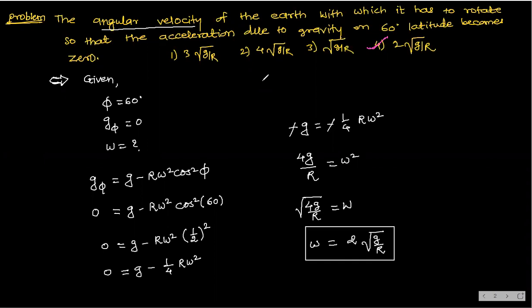Is that clear? If they give the g and R values, g value 9.8, R value 6400, you know this. Like that. Next problem. Okay, ready?